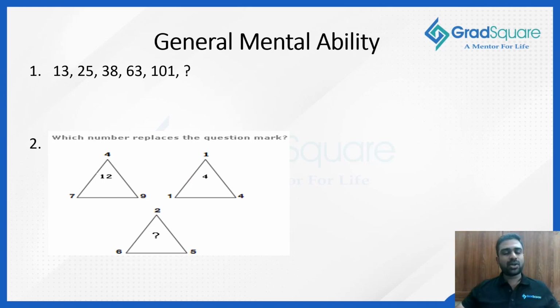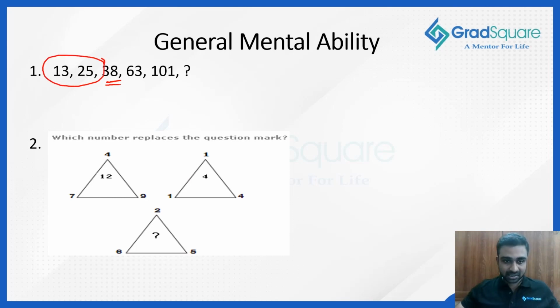Okay, so the majority of the questions, when number based, will be solved using the trial and error method only. So the first example is a series called the Fibonacci series, in which, starting from the third term, every term will be a sum of the preceding two terms.